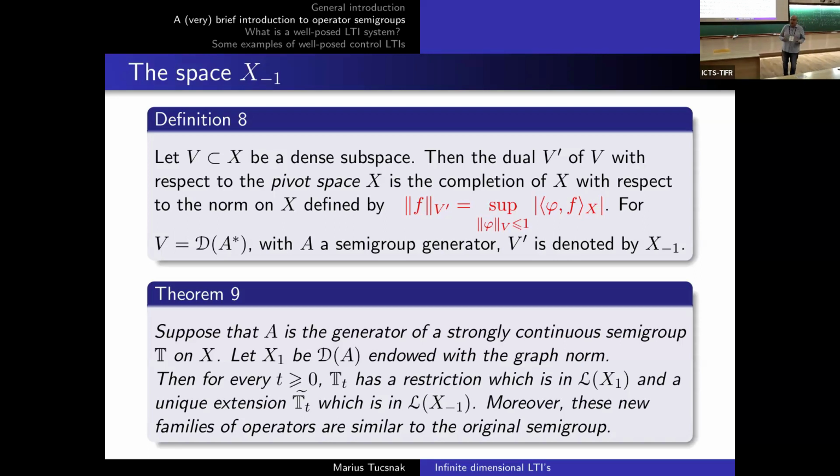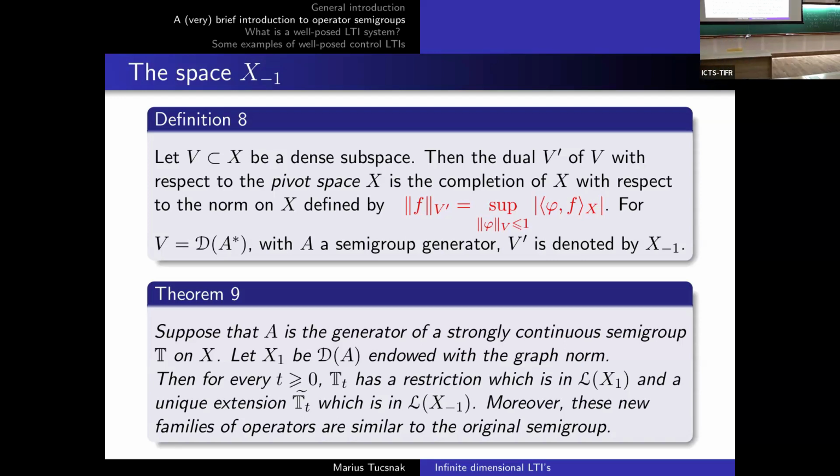What does this mean? If the original one was a unitary group, this is also the case of the extended one. If it was a contraction semigroup, it will also be the case. If it was, let's say, a holomorphic semigroup, which I did not define, it will also be preserved. Everything is preserved because these semigroups are just isomorphic. I can construct an algebraic isomorphy between them. So what is this extension?